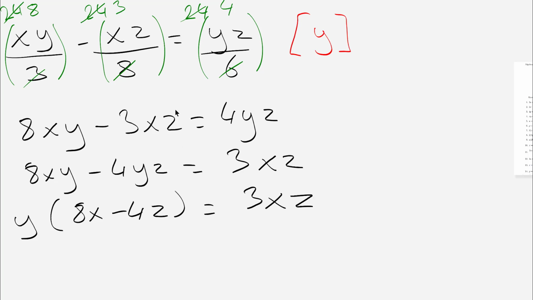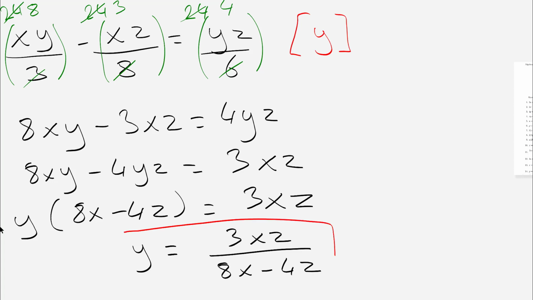So I'm almost there. I need to isolate y. I need to get y on its own. Right now, y is multiplied by 8x minus 4z. So therefore, I need to divide both sides by 8x minus 4z to isolate y, to get y on its own. So my final step, y must be equal to 3xz divided by 8x minus 4z.